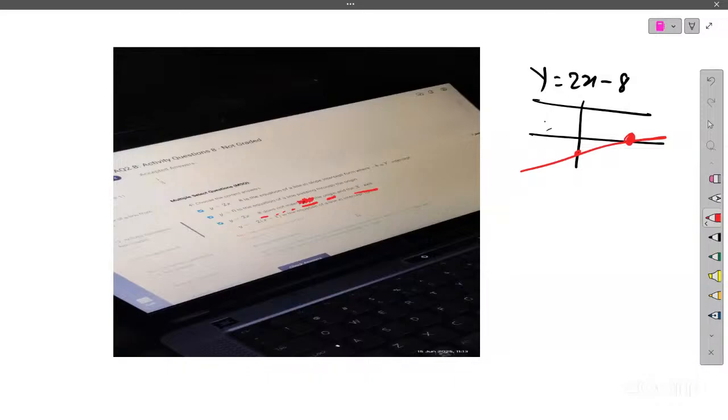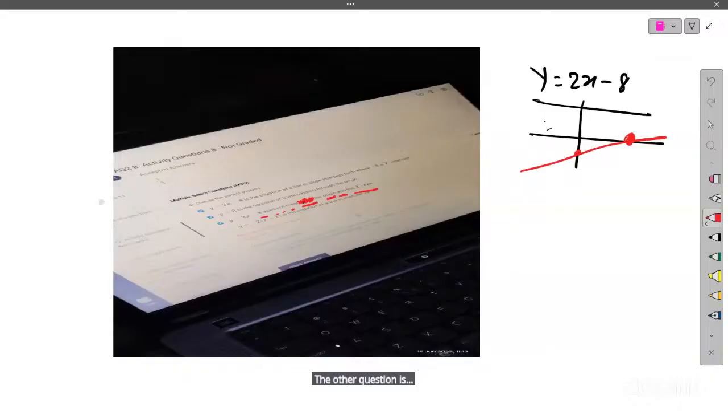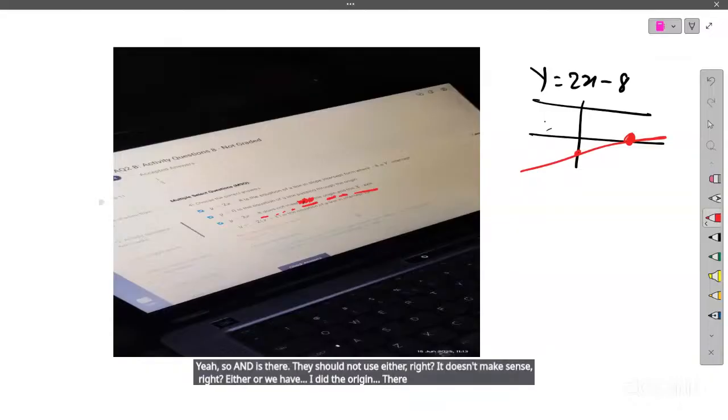Okay, ma'am. Yeah, it's not either-or. It's "and", not either-or. There is the origin and the x-axis. They should not use either, right? It doesn't make sense, right? There is no "or", so that's the thing. So just ignore the word either.